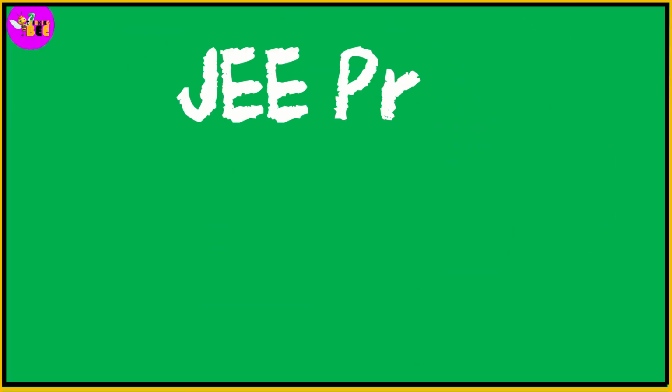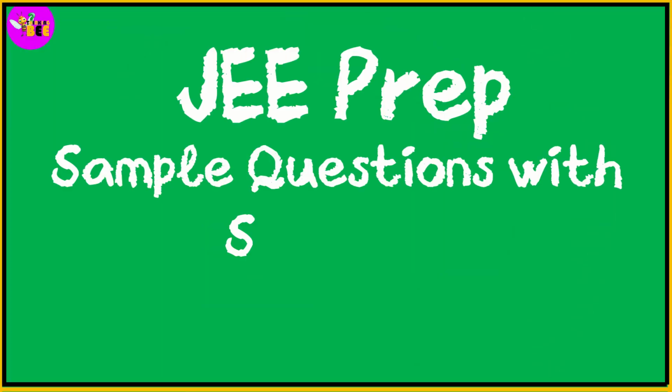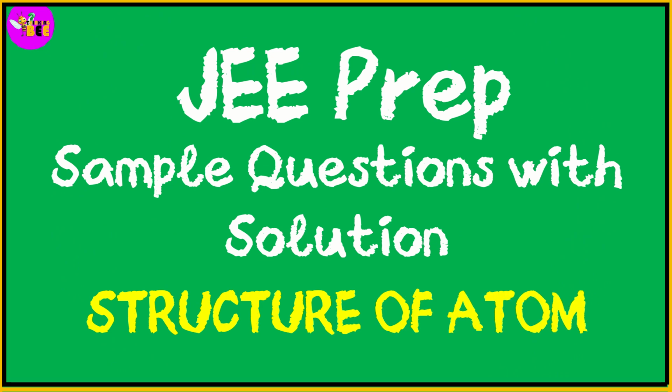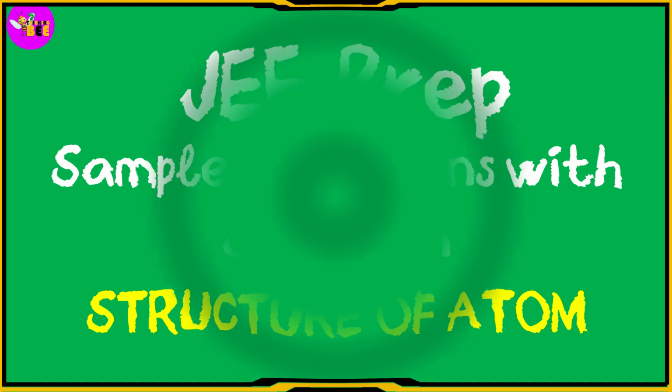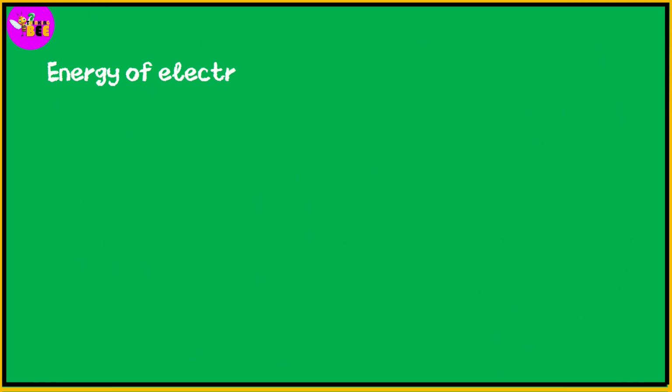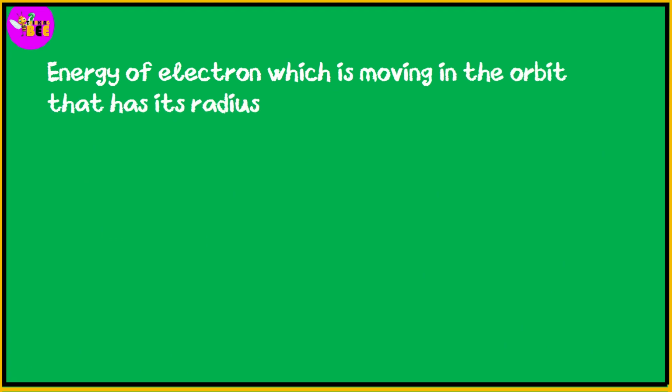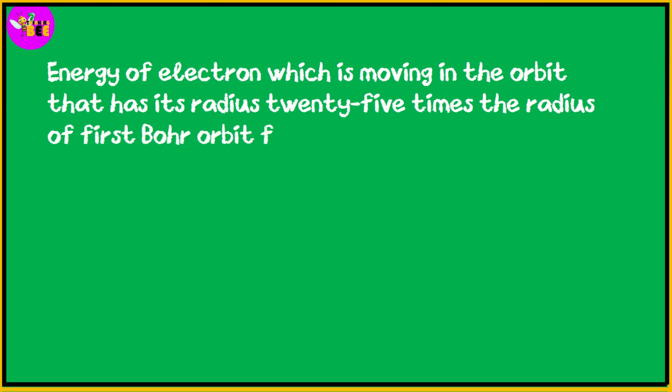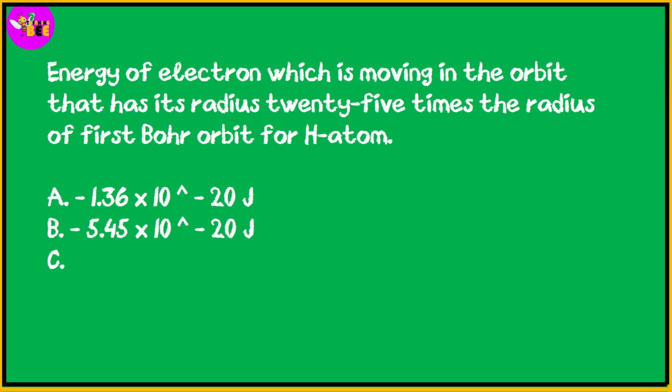Today we'll be starting a new series known as JEE Preparation, Sample Questions with Solutions. Today we'll be dealing with chemistry and the chapter Structure of Atom. Here's the first question. Energy of an electron which is moving in the orbit that has its radius 25 times the radius of the first Bohr orbit for hydrogen atom is. And we have four options.